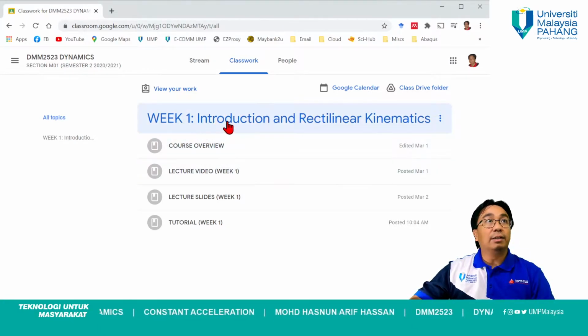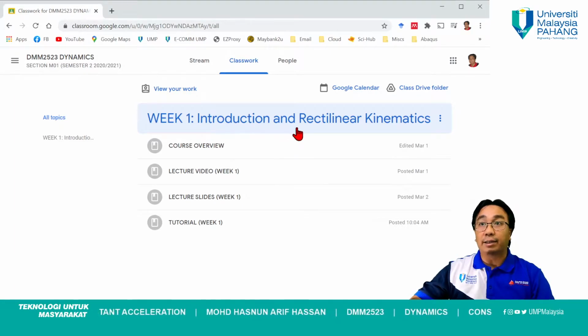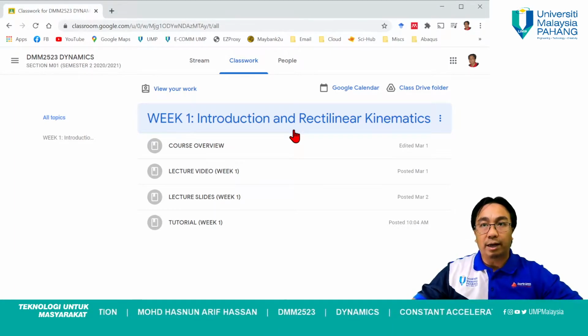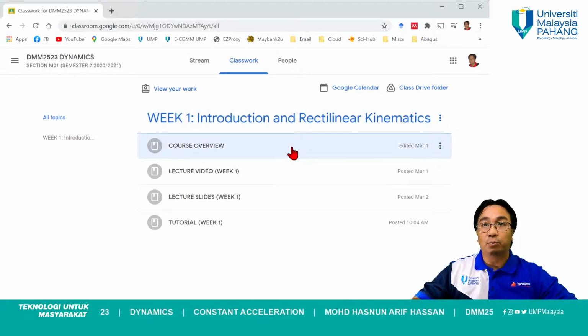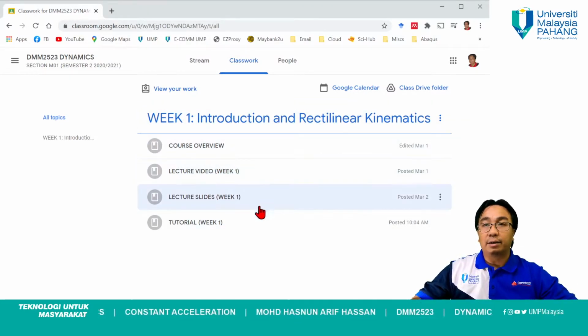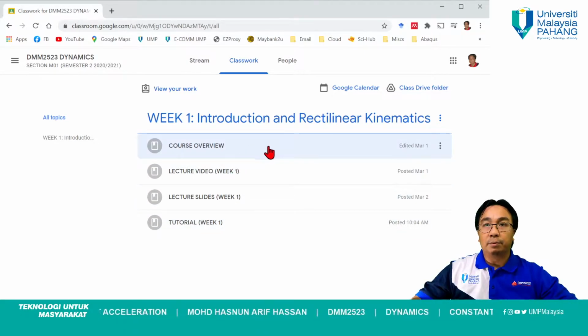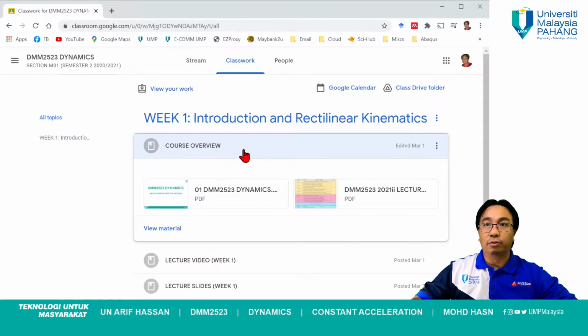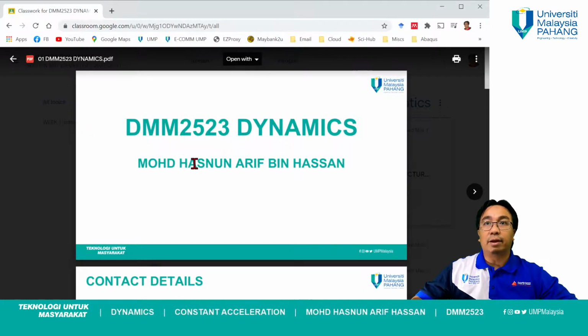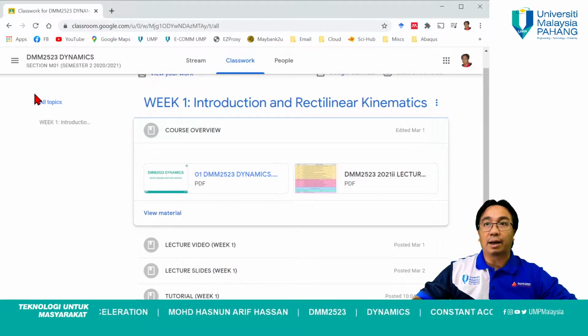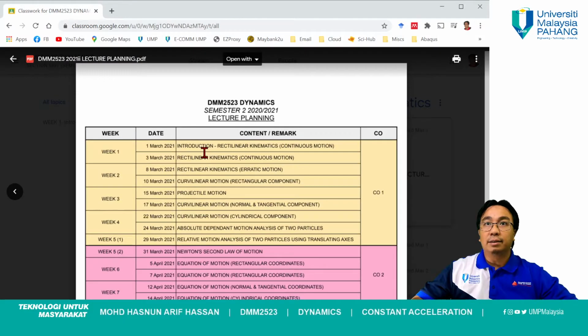You will see it appears week 1, and then the title of the topic that we are currently covering in week number 1, which is introduction and rectilinear kinematics. So this is what we discuss in week number 1, which is this week. Inside there are a few links that you can click. For example, under course overview, you can view the slides from the previous class, as well as the lecture planning.